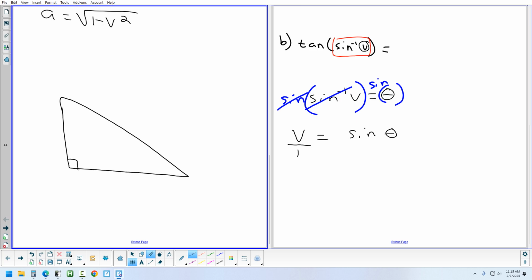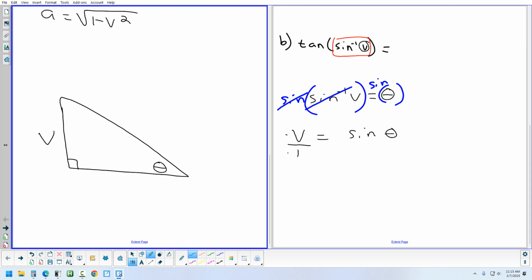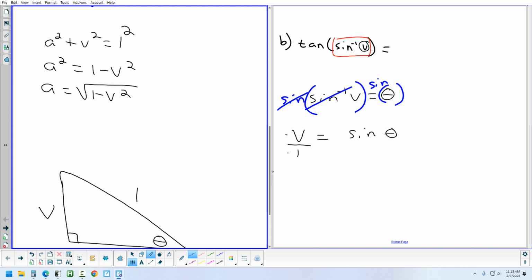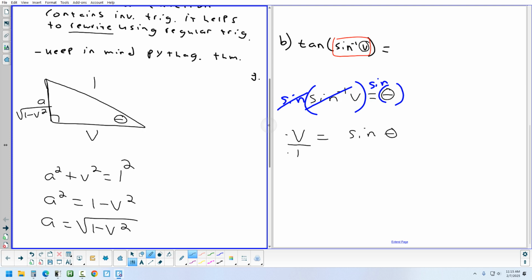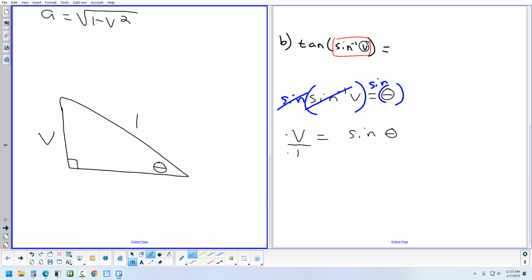Make your picture. If they tell me the sine, what two sides have they given me? Opposite and hypotenuse. They've given me opposite and hypotenuse. So make the opposite v. Make the hypotenuse 1. It's basically very similar to the diagram we just had. It's just something switches.